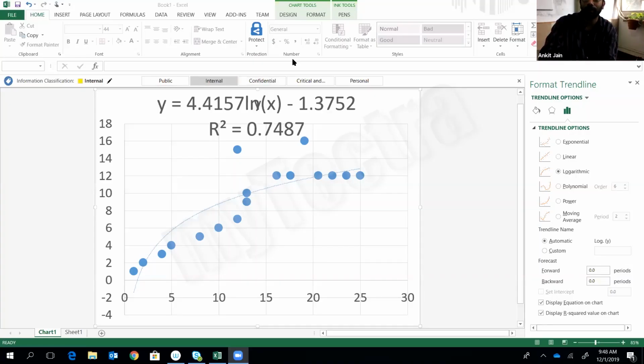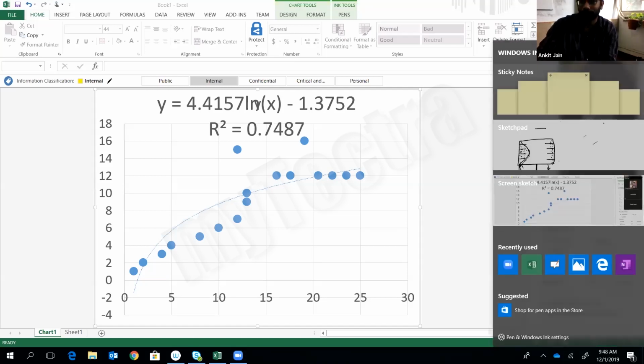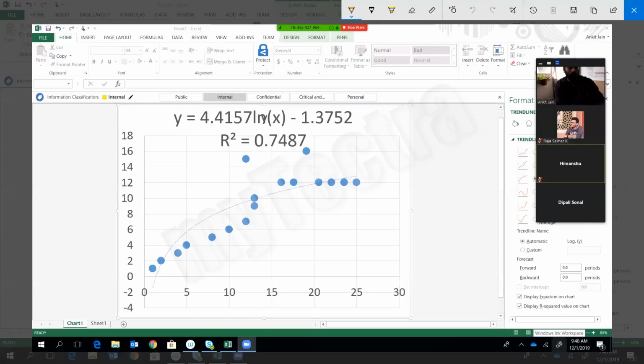Someone had given that data. Okay, my mistake. Anyways, I'm not able to see the chat in between, so you will have to speak.